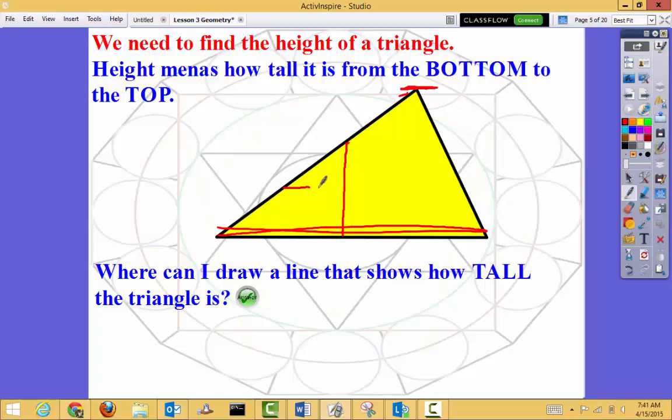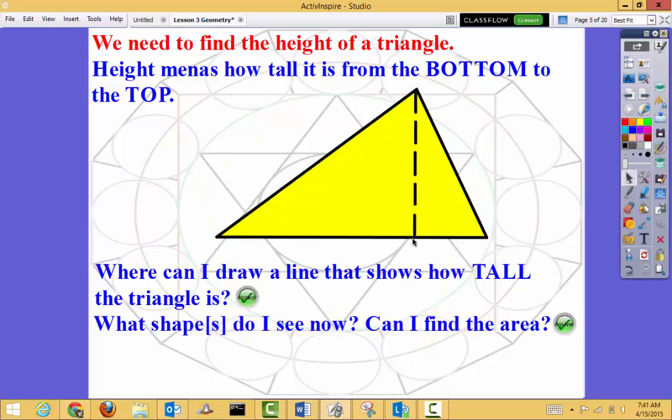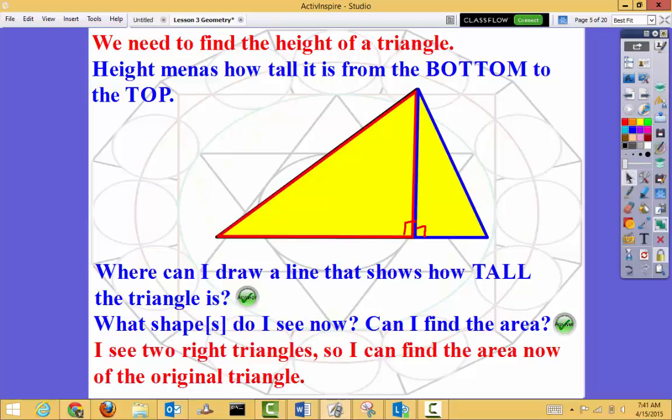If I draw a line from here to here, that's not showing me how tall it is because I need to go from the bottom to the top. So where can that line be drawn? Well, there's really only one spot on my triangle. It's from the bottom to the top. So that is going to be my height. Now that I've drawn this line, what shapes do I see? Well, you should notice that I see 2 right triangles. I have a right triangle here and a right triangle on the right side.